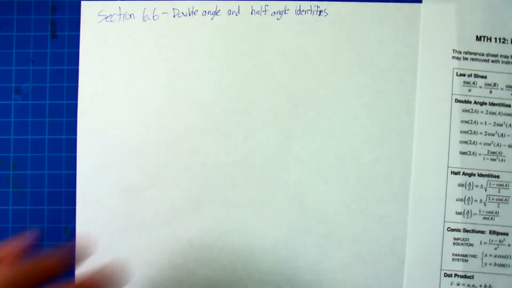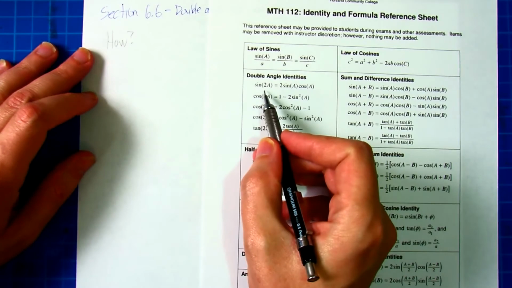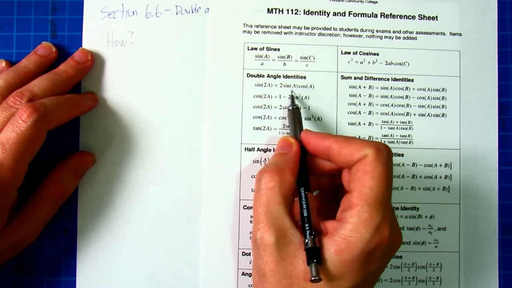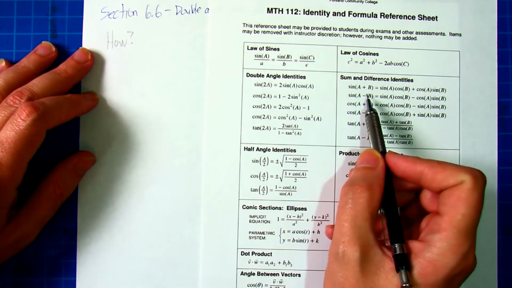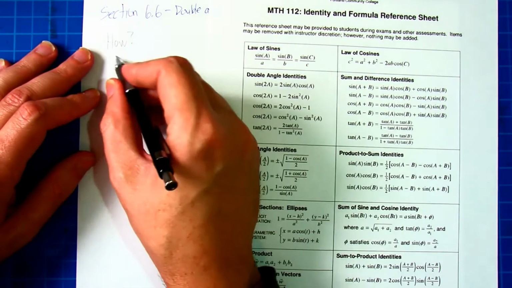The first question you might ask is, how exactly do these formulas come about? Start with something like this: sine of 2a equals 2 sine a cosine a. Well, scroll over here. Doesn't it look a lot like this? Well, let's start with this formula.